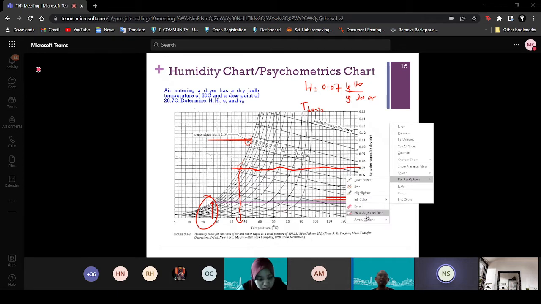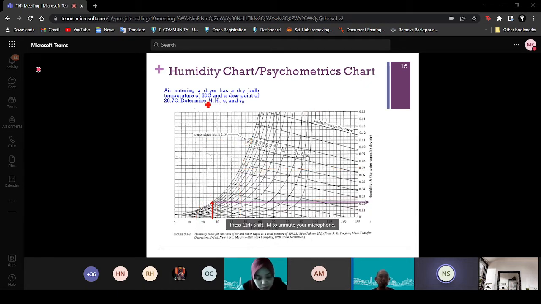Alright, now macam mana kita nak dapat? Kita dah dapat humidity tadi 0.022. Now you want to get the HP, percentage humidity. Okay, ingat percentage humidity ni bukan jawapannya 100%. 100% tadi dekat dew point. Dew point temperature you 26.7. Yes, is 100% percentage humidity.